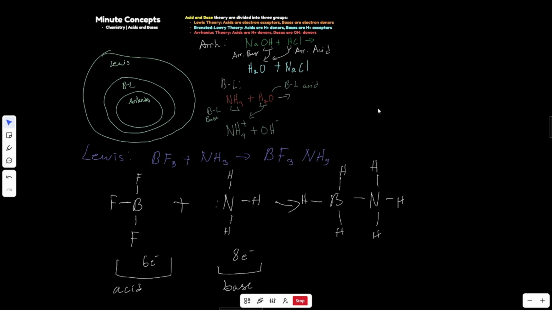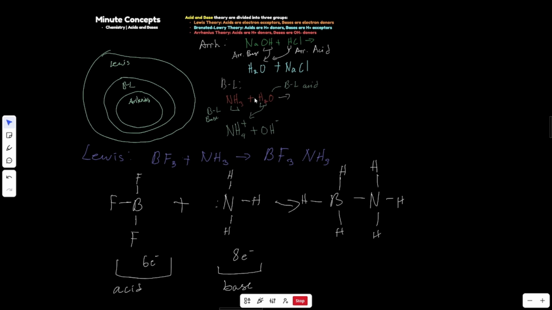Now, how do we know that all Arrhenius acids and bases are Lewis acids and bases? All Bronsted-Lowry acids and bases are Lewis acids and bases, and they're all exclusive to whichever one is inside, right? We can identify the common characteristics of these theories.